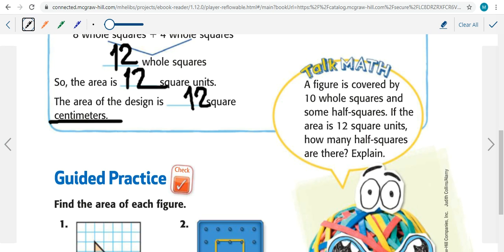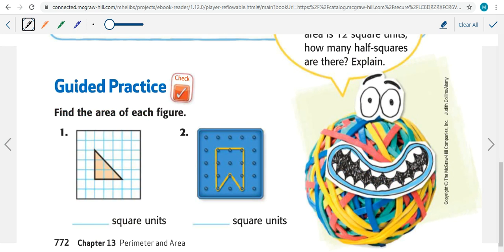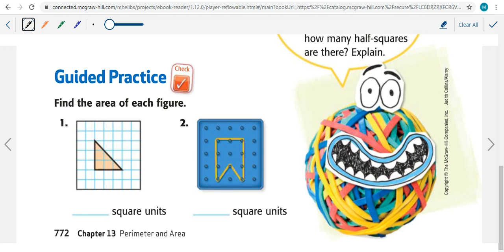Okay, let's do number 1. We're going to do this slow so you can understand. Find the area of each figure. Remember, the first step is to count the whole squares, okay? 1, 2, and 3. We have 3 whole squares. Plus, how many halves do we have? Let's see. We have 1, 2, and 3.